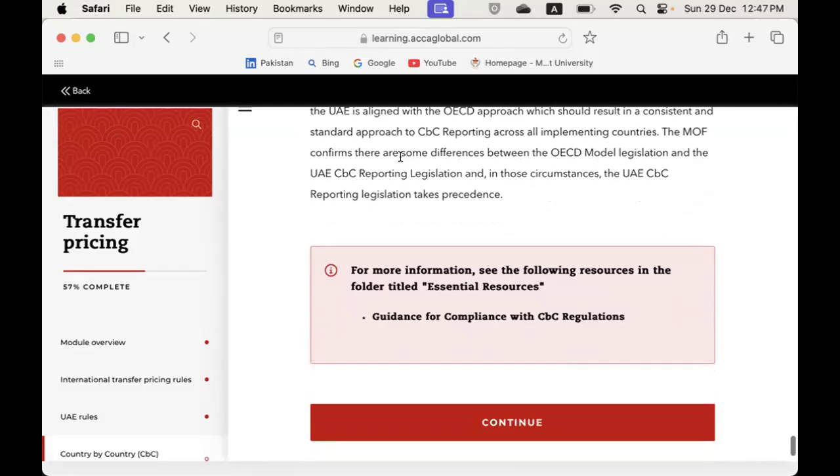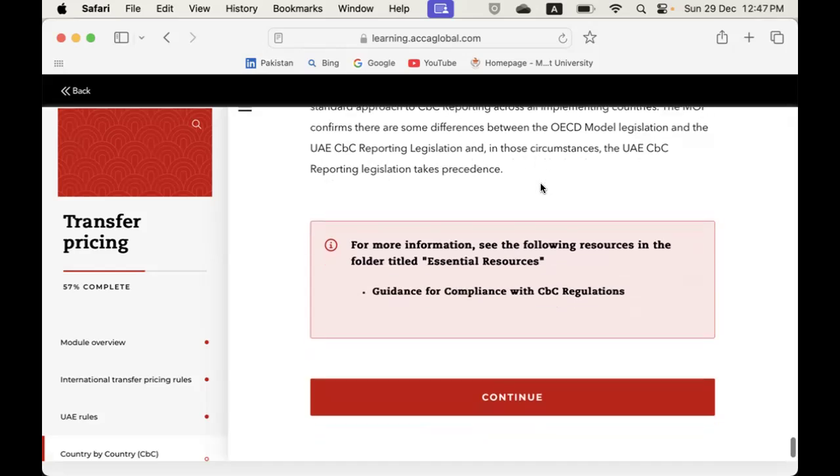Ministry of Finance confirms there are some differences between the OECD model legislation and the UAE CBC reporting legislation, and in those circumstances, UAE CBC reporting legislation takes precedence.